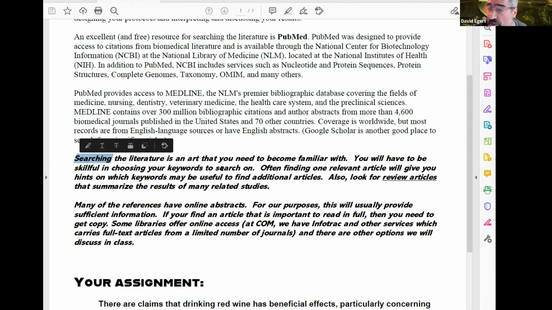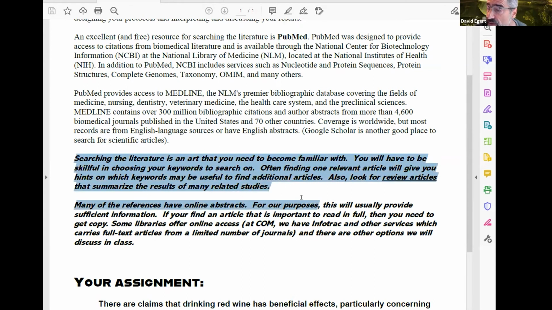Searching the literature is an art you will need to become familiar with. You will have to be skillful in choosing your keywords. This is kind of like using Google. If you're trying to figure out where you're going to get that cool thing that you saw that person have, it's like, okay, what thing? If you're going to find out where to buy it, you need to have a word to describe it so you can pull up the right pages that show you where it's being sold.